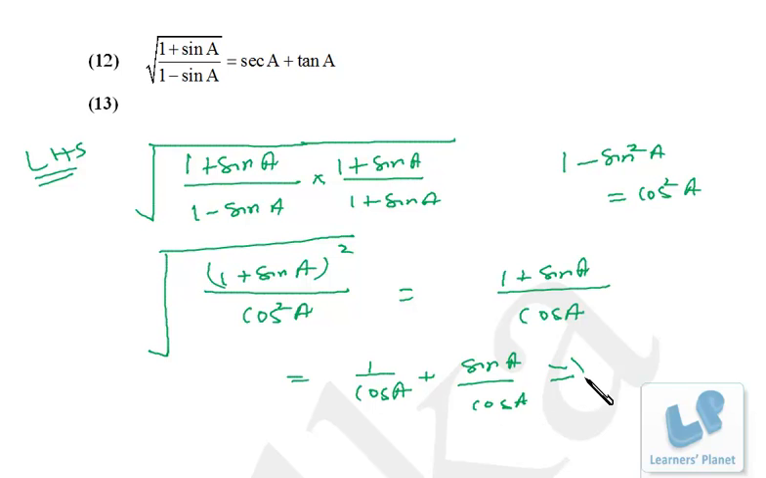So 1 upon cos a is sec a and sin a by cos a is tan a, right? And that is RHS. Okay, so the problem becomes very simple if you follow this step. So whenever you see such a problem, just follow this step and you'll be getting the answer very easily and quickly.